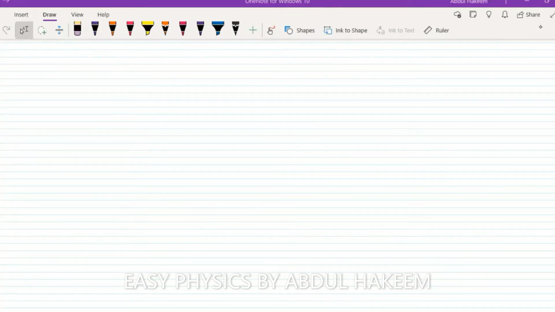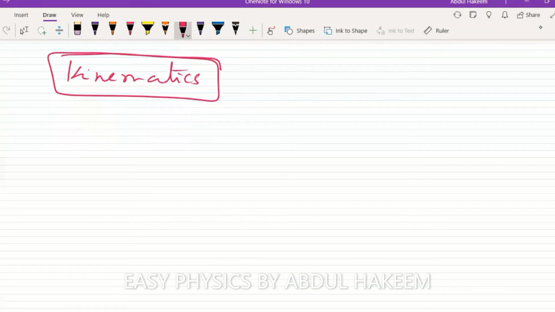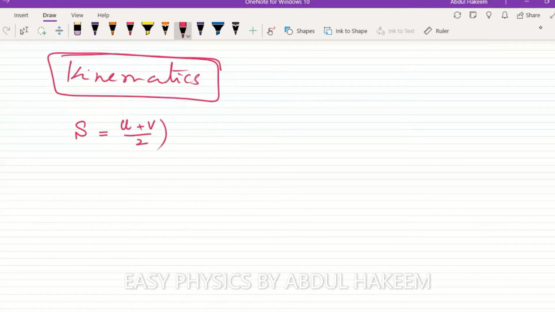Okay, same chapter: kinematics. And we have done the derivation of distance, s = (initial plus final speed divided by 2) times t.